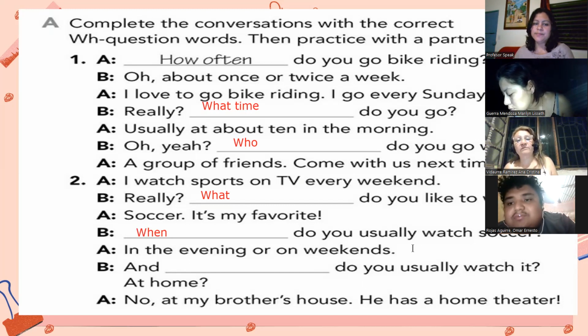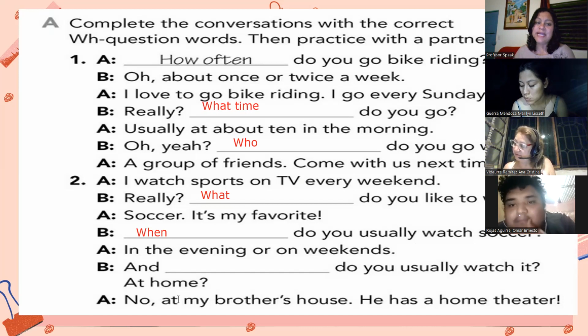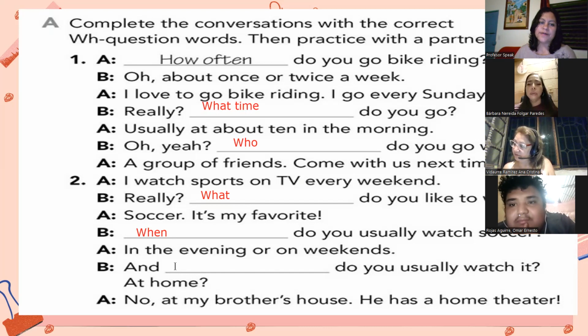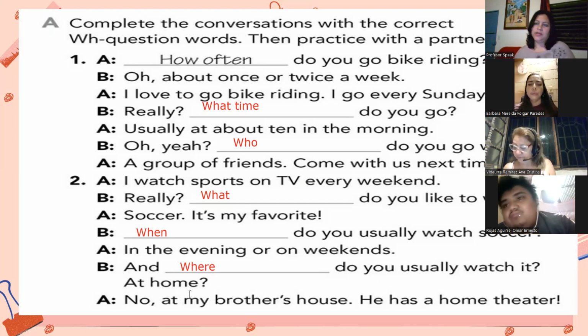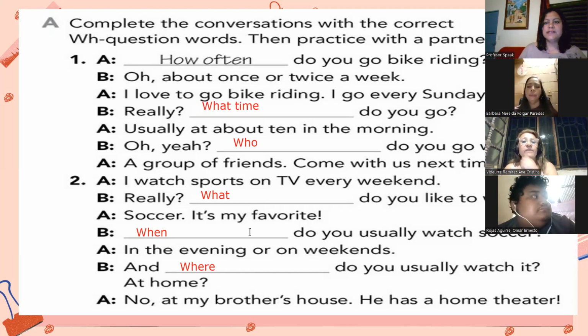At my brother's house, he has a home. It says at home. It's talking about a place. For a place we use where. Where do you usually watch it? At home. Okay, you watch it at home. So these are some examples of how we can use the WH questions, okay?